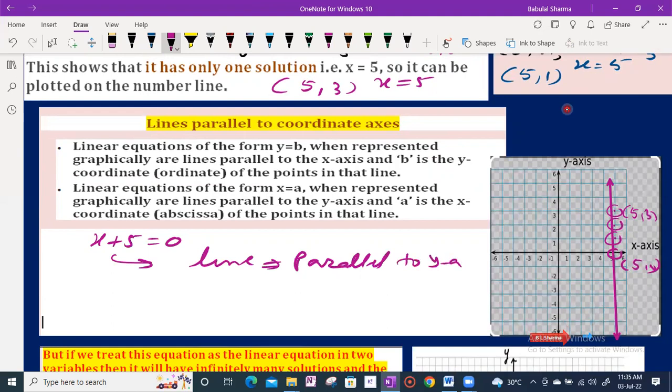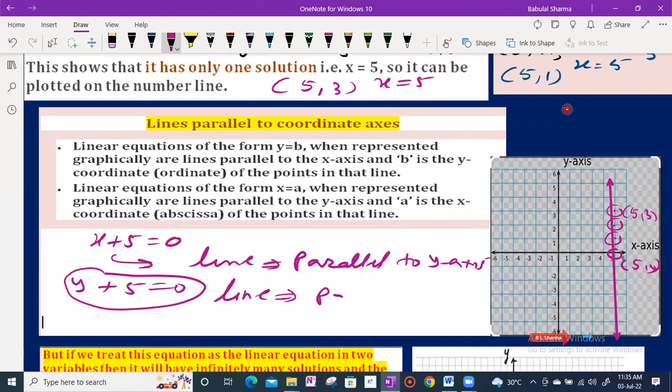parallel to yx. Similarly, if y plus 5 is equal to 0, here the value of x will always be 0, meaning y can change. Here there is no x variable, this will be a line. This line will be parallel to x axis.